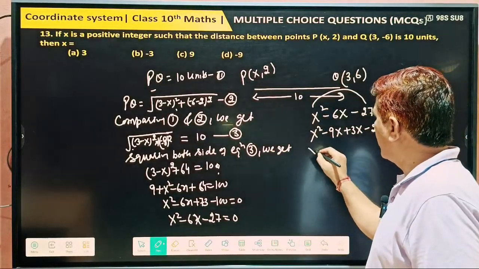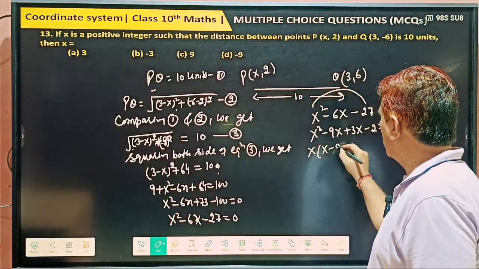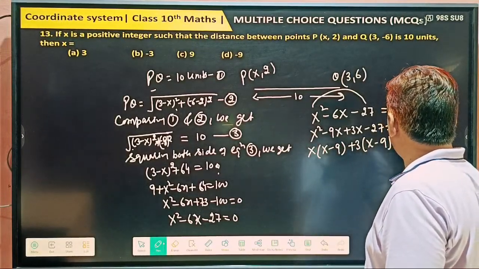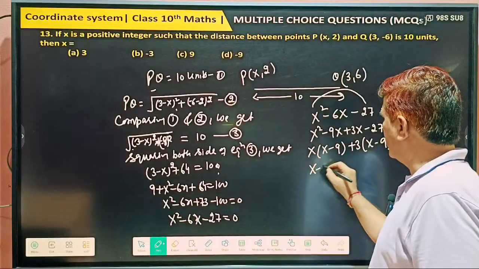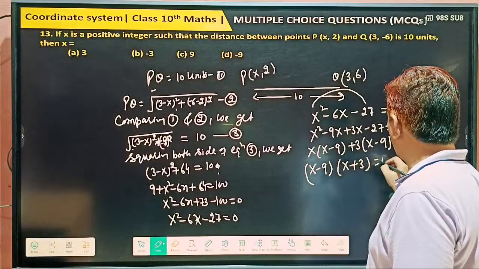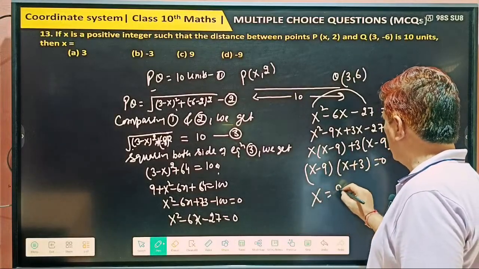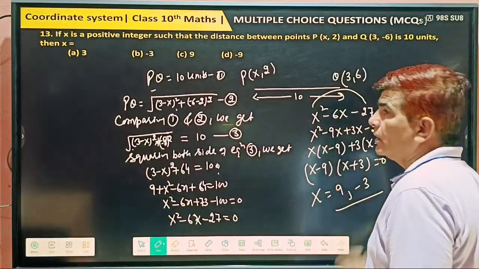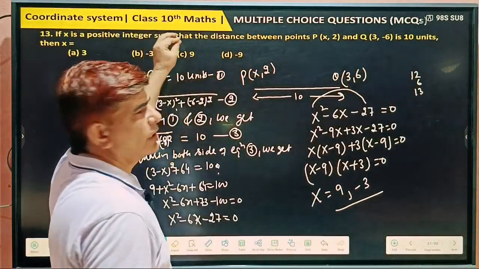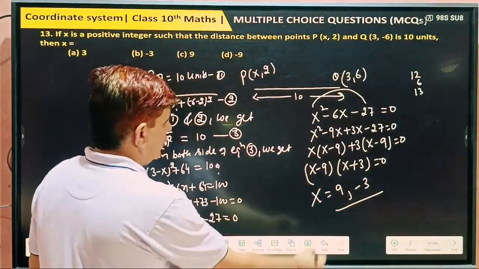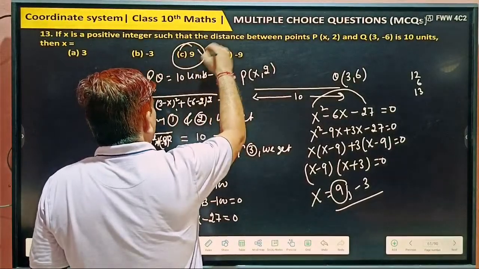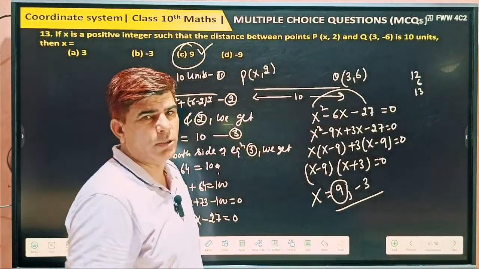Then what's common? x is common. x into x minus 9 plus 3 into x minus 9 is equal to 0. So x minus 9 and x plus 3 equal to 0. So x equal to what? 9 and minus 3. These are the two values of it. But saying if x is a positive integer, which one is the positive integer? This is a negative integer. So this is the answer of it.